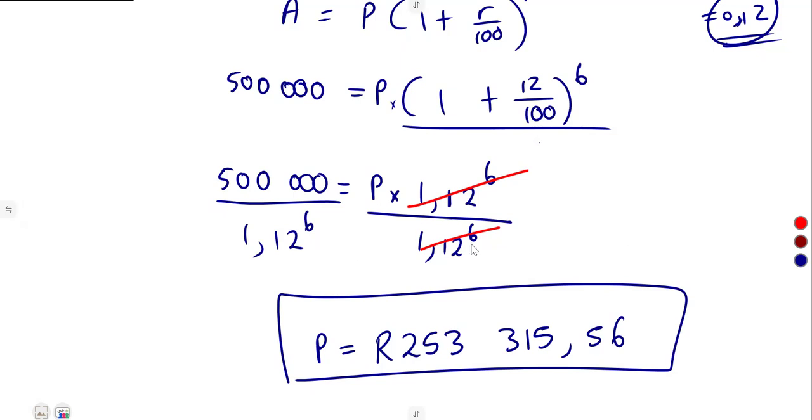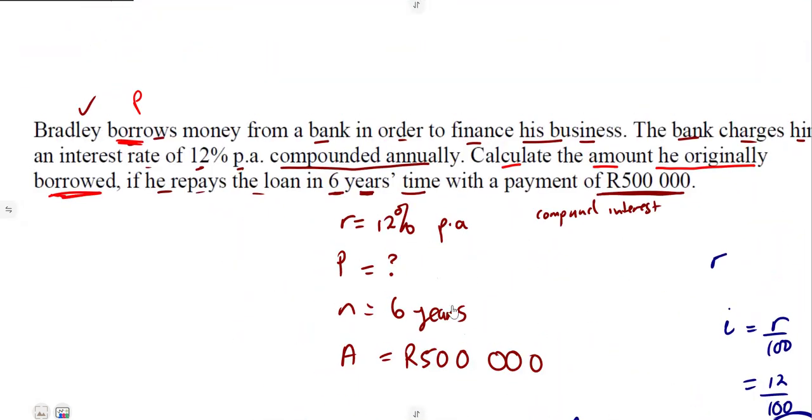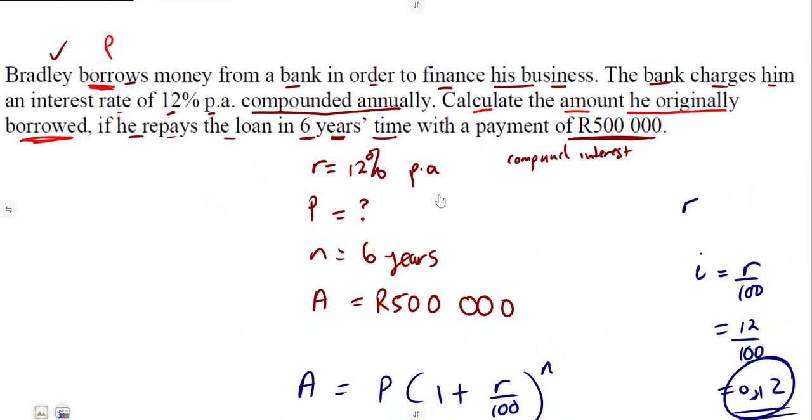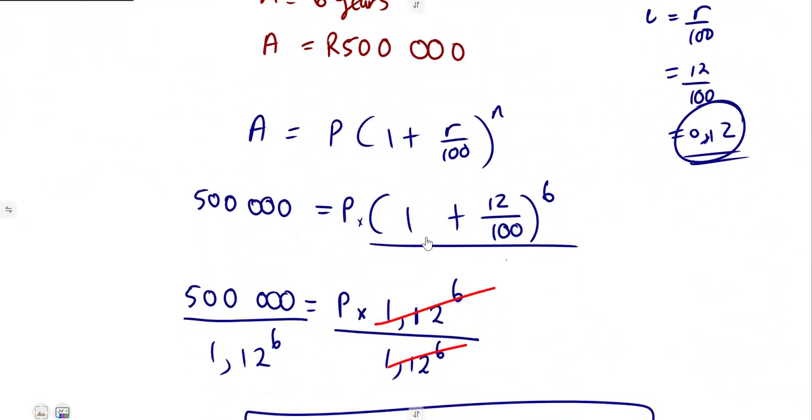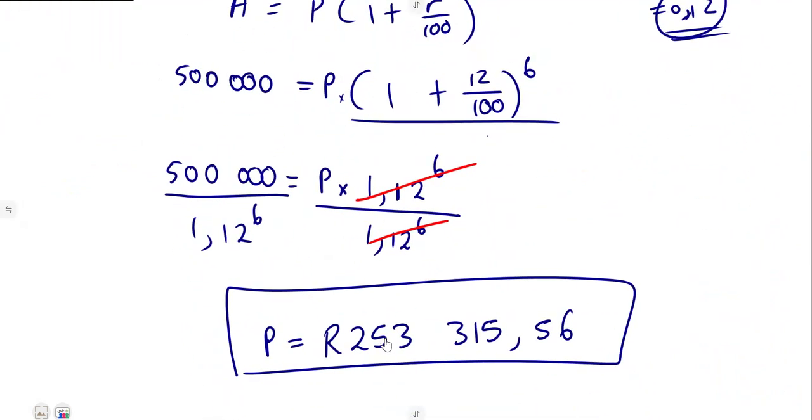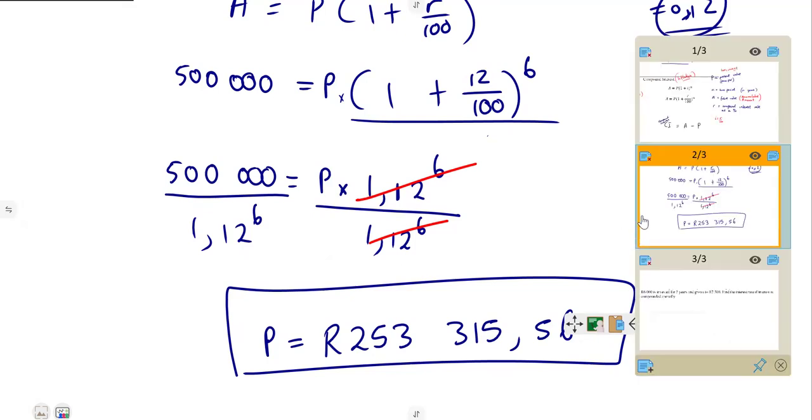This is the money that was being borrowed. In our case, the money borrowed. So Bradley borrowed 253,315.56. Just like that. So revision is very, very important. You play around with the formulas, which formula to use, just like that.